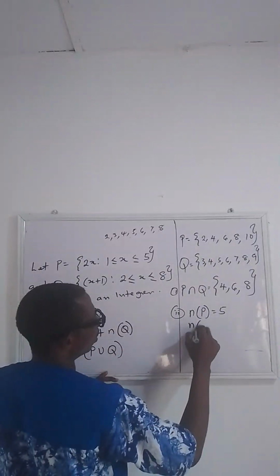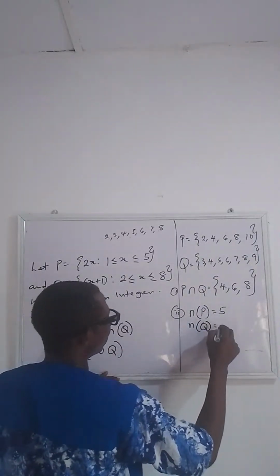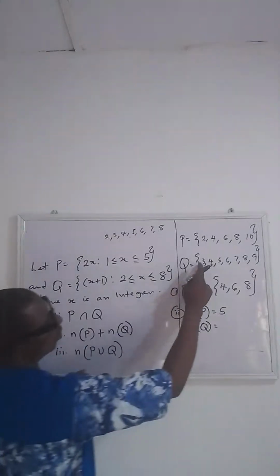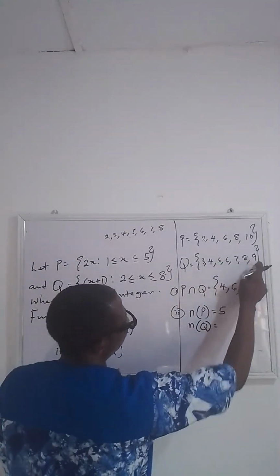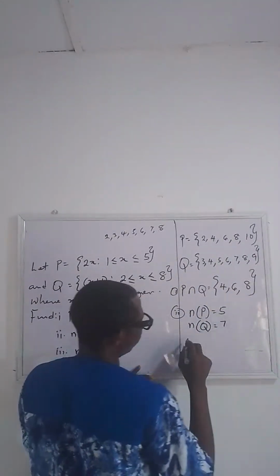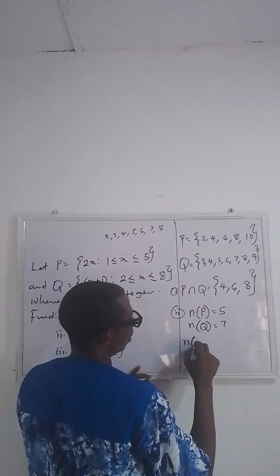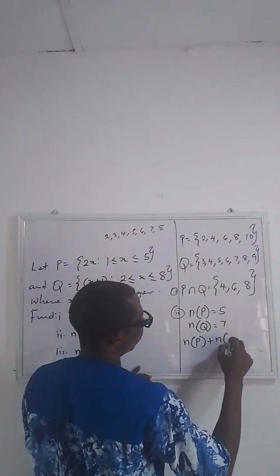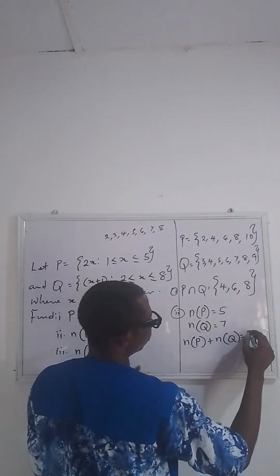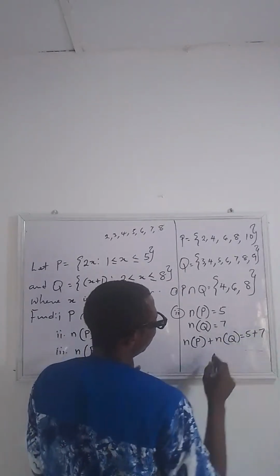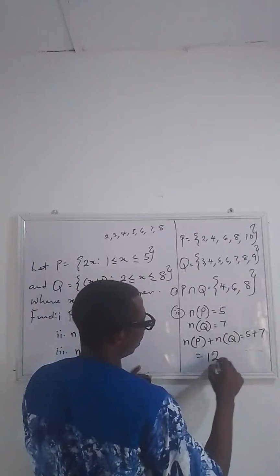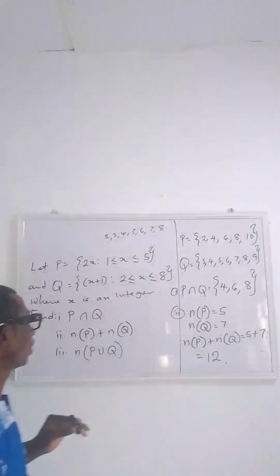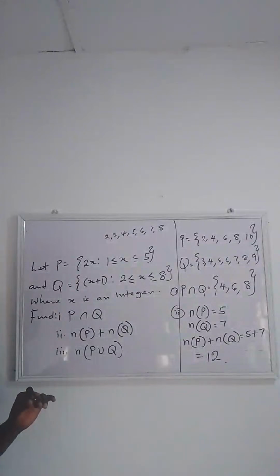What of the number of elements in set Q? Let's count. 1, 2, 3, 4, 5, 6, 7. So we have 7. So the number of members of set P plus the number of elements in set Q equals 5 plus 7. And that gives you what? That gives you 12. So that's the answer to that.